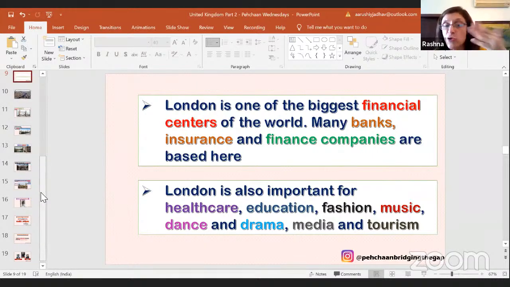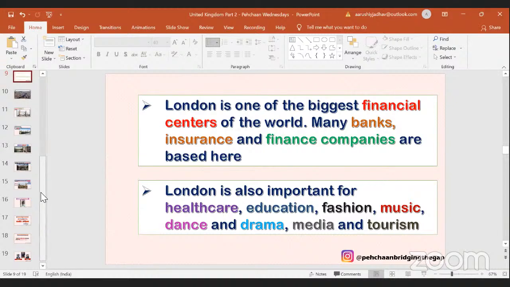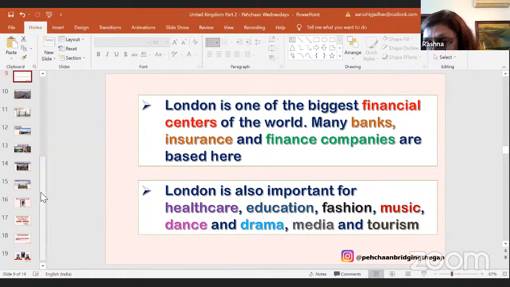Music, dance, drama, tourism. Karan had said many people visit London, right? To see London, to have holidays, to see all the monuments and the beautiful buildings that are there in London. He's right. That is also very, very important for London. So now we know why London is a big and important city. Karan, you need to, yeah, thank you. Next slide, please.